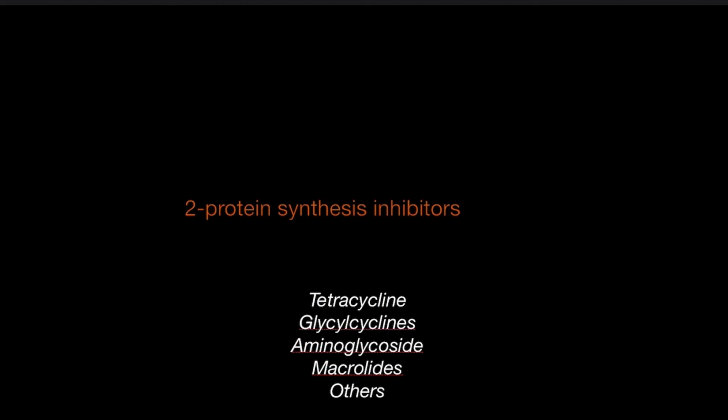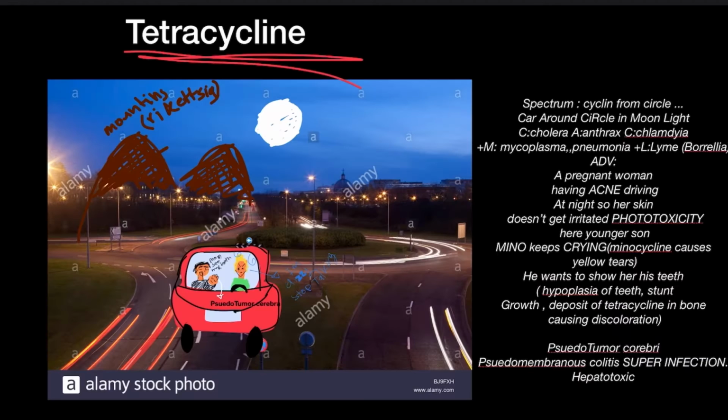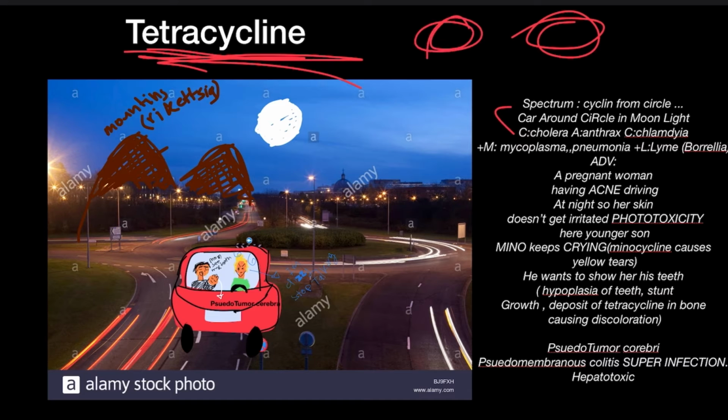Now, let's talk about protein synthesis inhibitors. And let's start with tetracycline. So first, to remember its spectrum, let's draw a circle. Cycline from circle, and let's say that a car is moving around a circle in the moonlight. So C for cholera, A for anthrax, C for chlamydia, R for rickettsia, M for mycoplasma, and L for Lyme disease. And remember how a circle looks like acne? Well, tetracycline also works on acne.